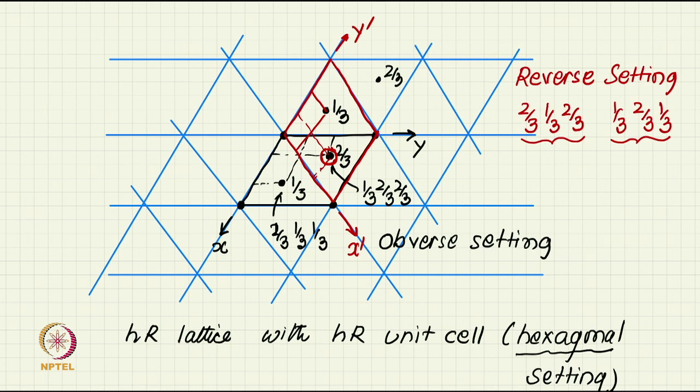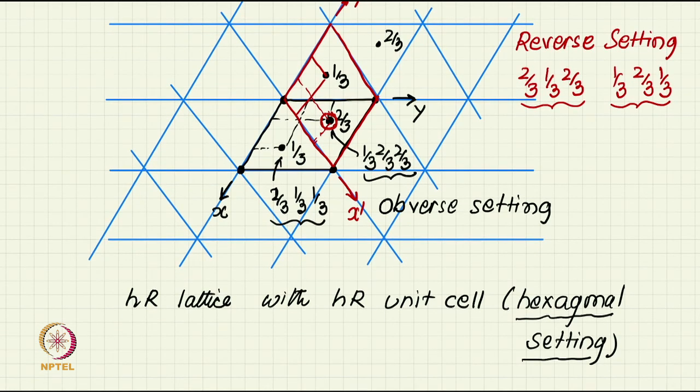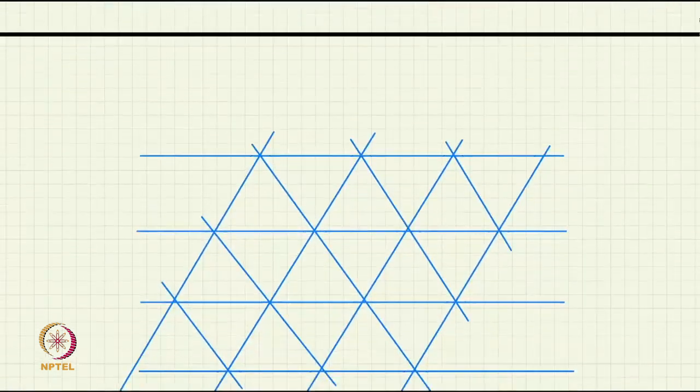So, you can see that the coordinates of internal points with respect to the red axis, and coordinates of the internal point with respect to the black axis are slightly different, the way 2/3 and 1/3 are distributed along x, y, and z. So, these two settings are known as obverse and reverse setting for the hexagonal setting for hexagonal R lattice.